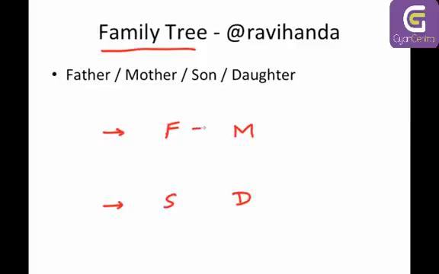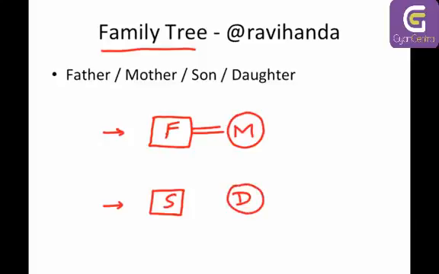Marriages are represented by double lines. Males are put in square brackets. So father and son come in square or rectangular brackets, whereas females are represented in circles. So mother and daughter are represented in a circle. These double parallel lines denote a bond of marriage. As you can see, things are becoming a little clearer now.